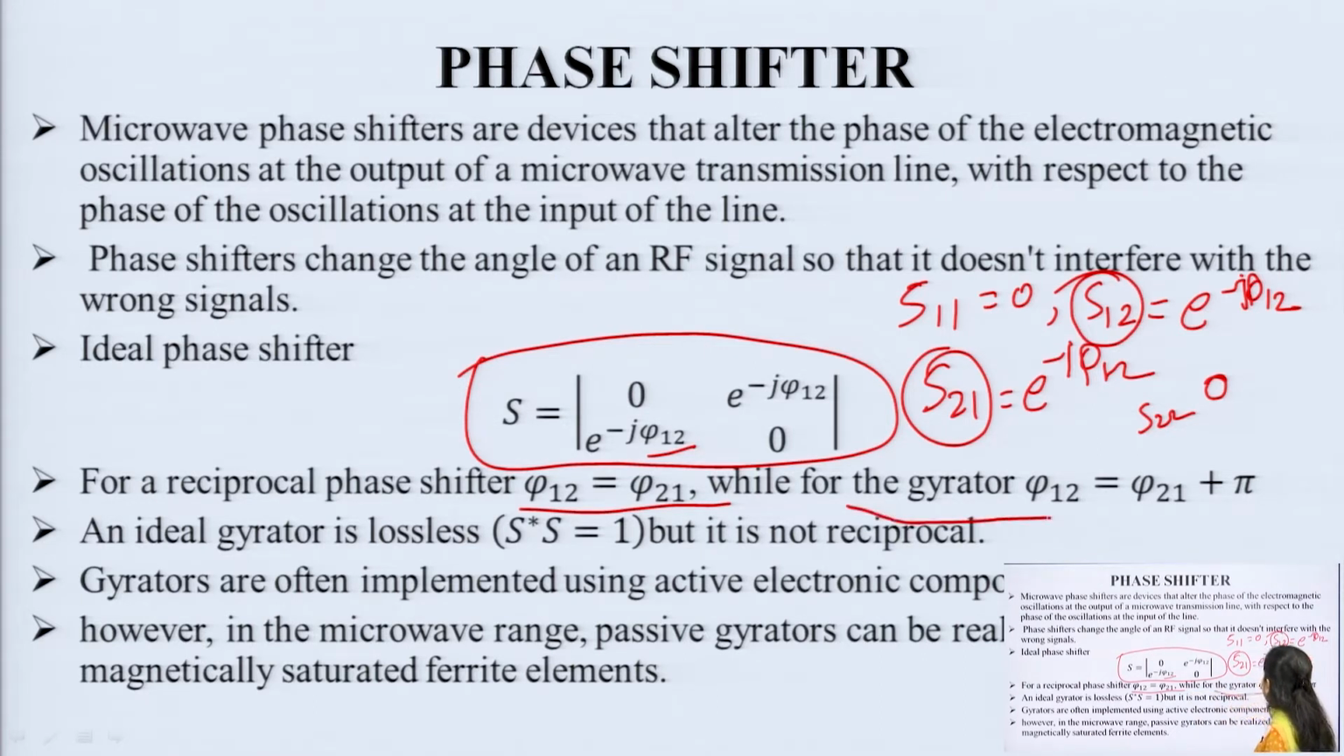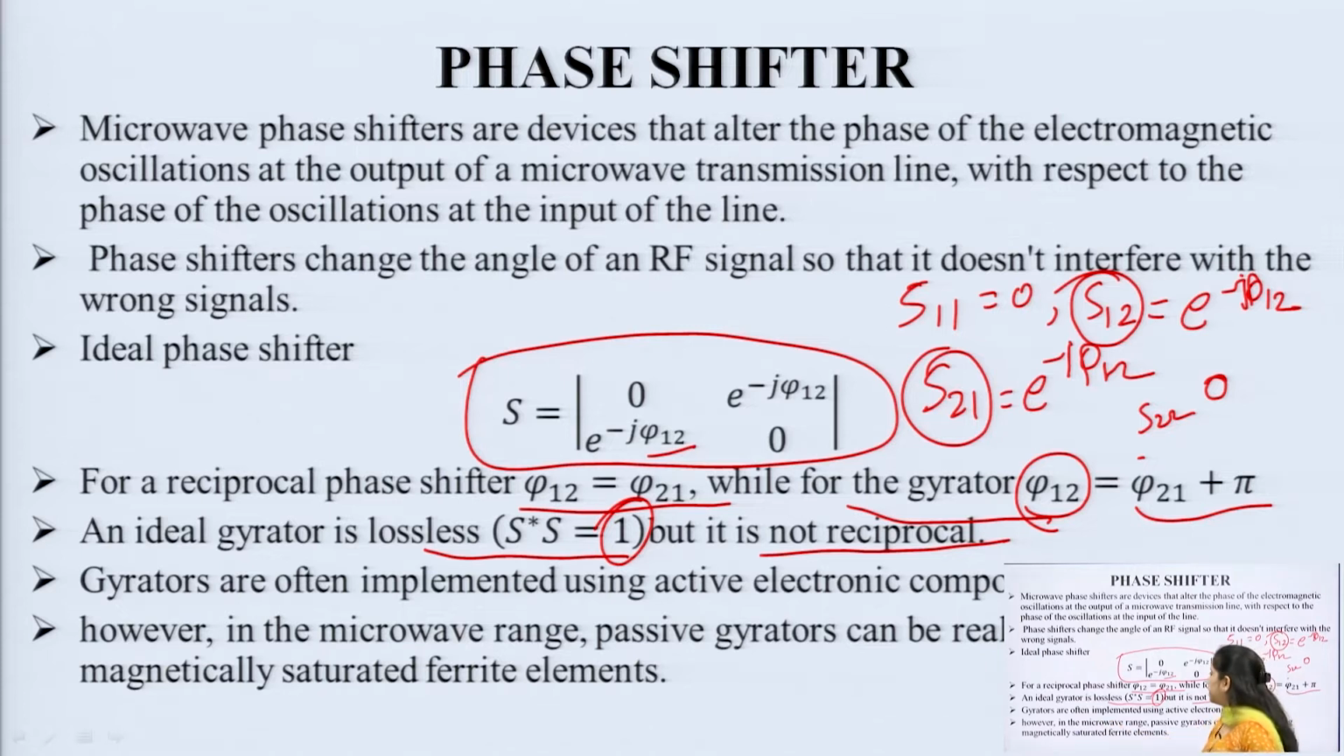While the gyrator is also one sort of a phase shifter. Phi 12 should be equal to phi 21 plus pi. These are the gyrator conditions. An ideal gyrator is lossless, and in that case S multiplied with its conjugate will give the result as 1, but it is not reciprocal.